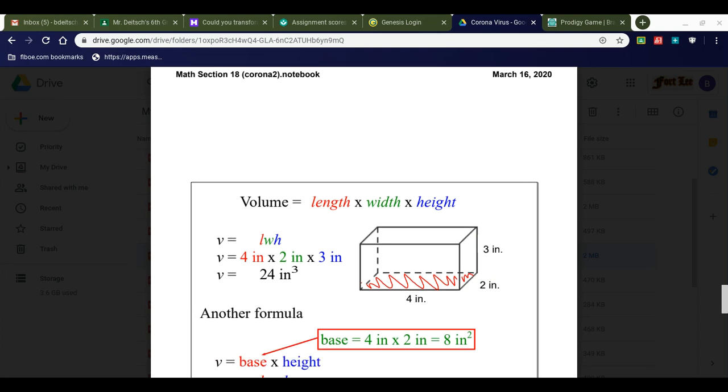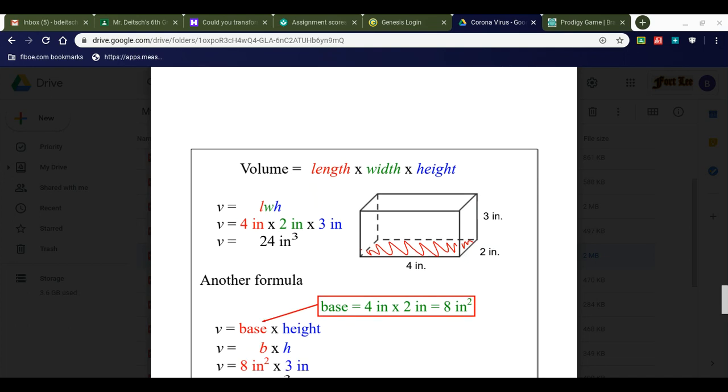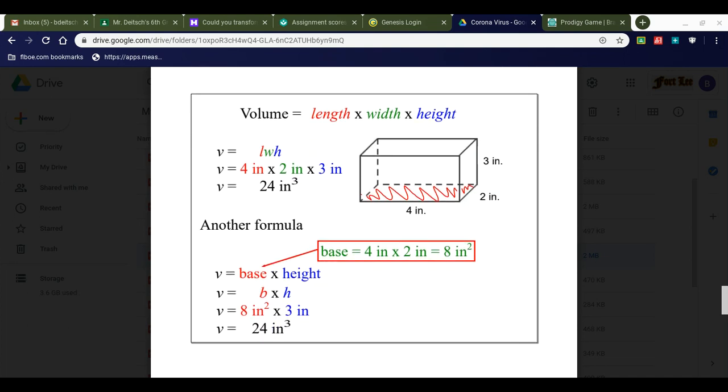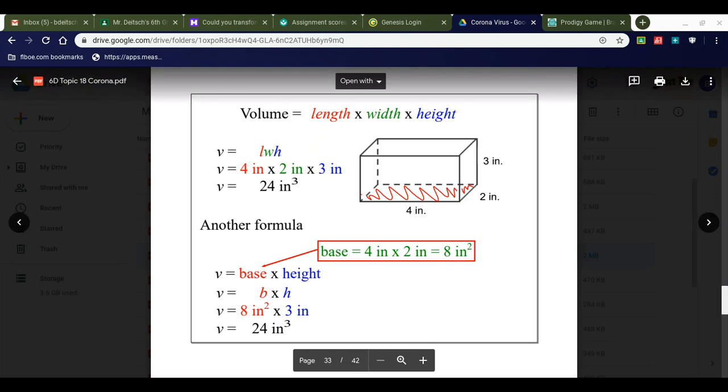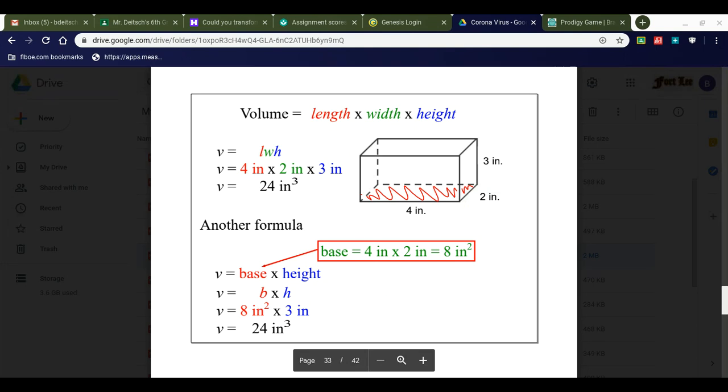So if you look here, the other formula is volume, which is V equals base times height, otherwise known as BH. So the base was 4 times 2, which is 8. So if you follow this formula, the first step you do is find the base and then just multiply it by the height. In reality, it's the same amount of work, but what they're getting you ready for here is 7th grade geometry.